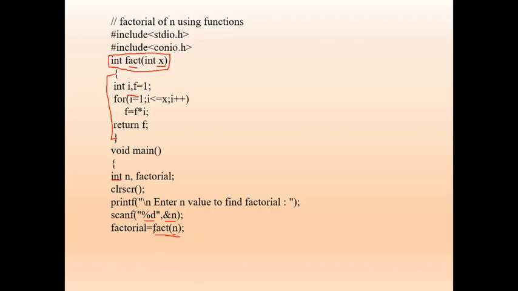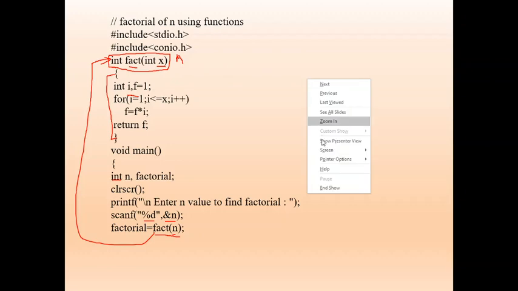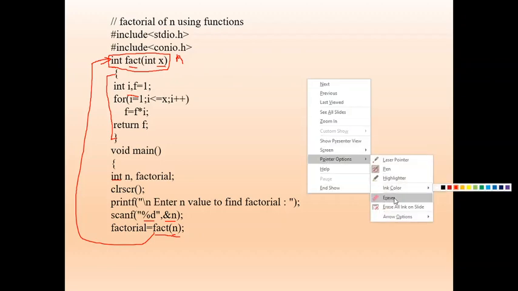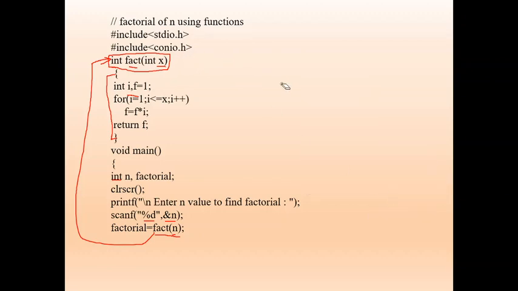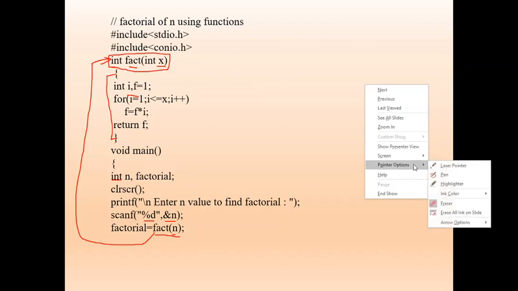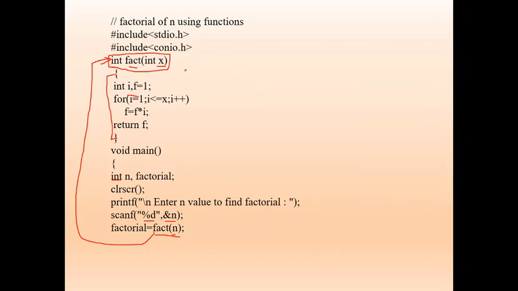So control will move to the function definition, and this x is replaced by n. X is replaced by n. Understand? That means the formal parameter is replaced by the actual parameter.